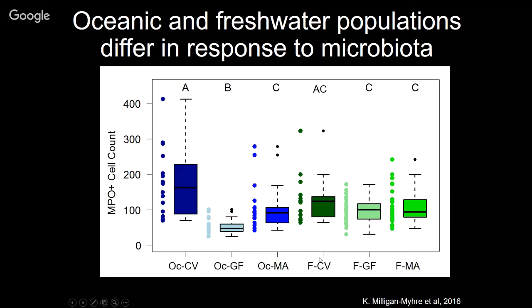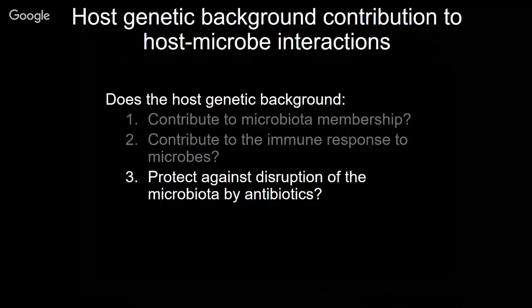So here we have our conventional freshwater fish versus our germ-free. In oceanic, we had a big difference. In our freshwater population, we did not have a big difference. And our monoassociated looked very similar to our conventional and our germ-free. So this is exciting. Now we have evidence that the host genetic background contributes to the immune response to microbes in the gut.